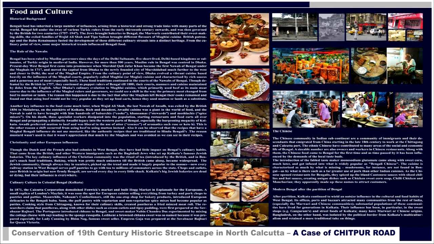Bengali food has inherited a large number of influences arising from historical and strong trade links with many parts of the world. Bengal fell under the sway of various sultanate rulers from the early 16th century onwards and was then governed by the British for 2 centuries. Also many communities contributed to the same. For example, the Jewish brought bakeries to Bengal. The Marwaris contributed with their sweet making skills.